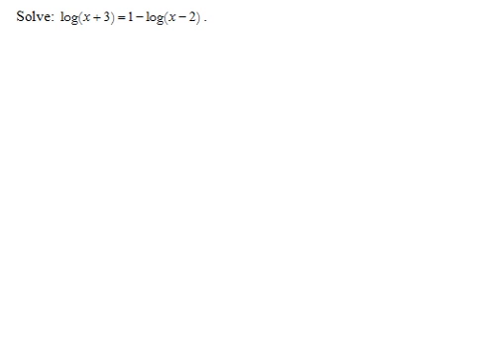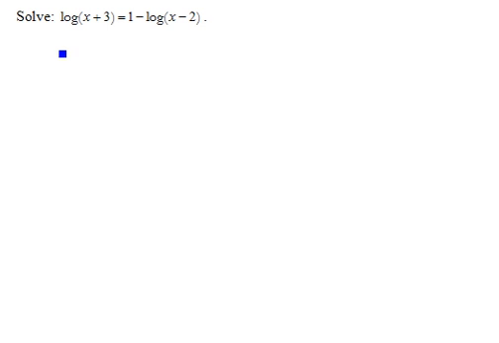Solve the log of x plus 3 equals 1 minus the log of x minus 2. Well, when we have an expression or an equation involving logarithms, we can first try to combine the logarithms on each side of the equation into just one log. And we'll do that here. Let's get all the logarithms on one side of the equation.